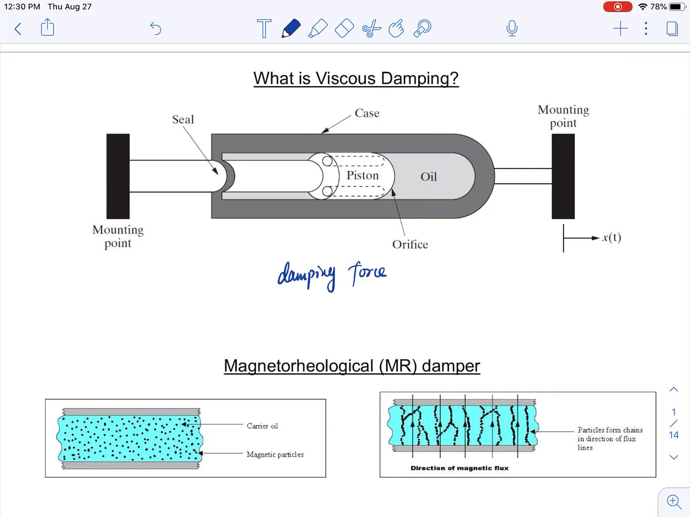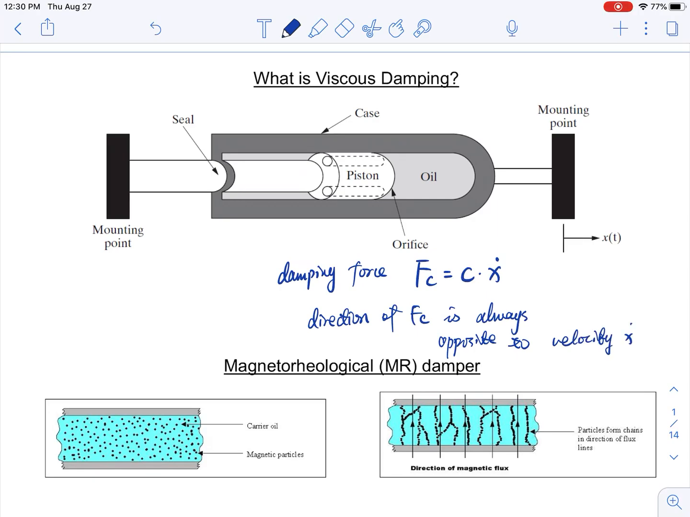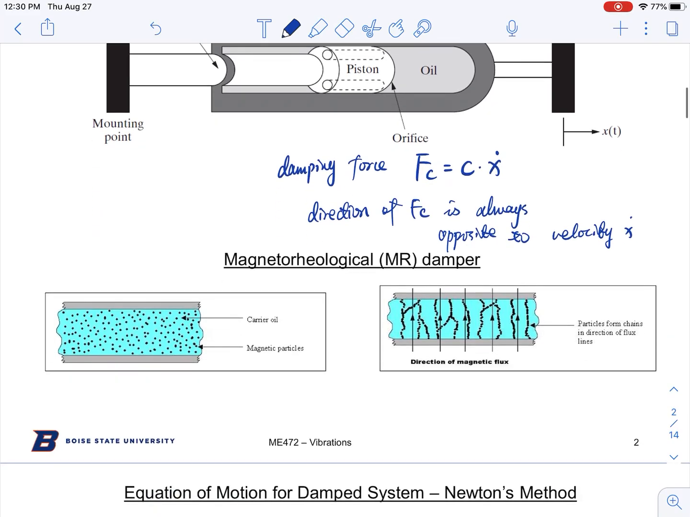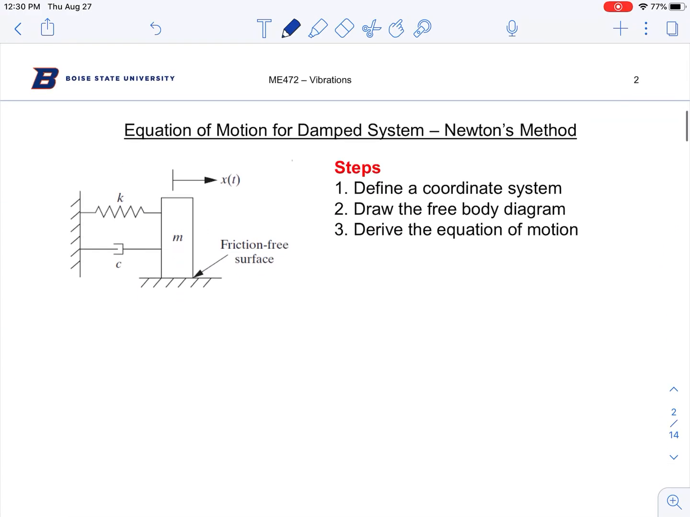One thing I want to point out is that the damping force associated with a dashpot or a damper is Fc equal to c times x dot. That means your damping force is linearly related to your moving velocity, and that gives you the amplitude. The direction of Fc is always opposite to velocity, so this damping force actually plays against your motion. Once you remember that, you can easily apply this to Newton's method.